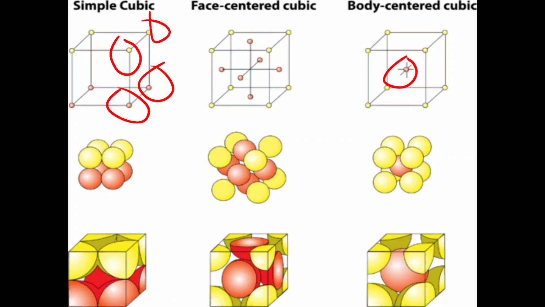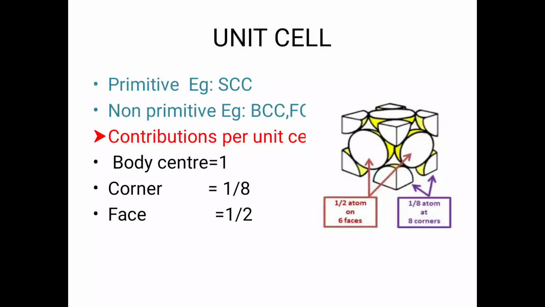Simple cubic, atoms present only in corners. Body centered, corners plus one at the body center. Face centered, there will be atoms at the corners, that means 8 corners, so 8 atoms, and 6 faces, 6 atoms you will see. That's what. Now let us study about unit cells.